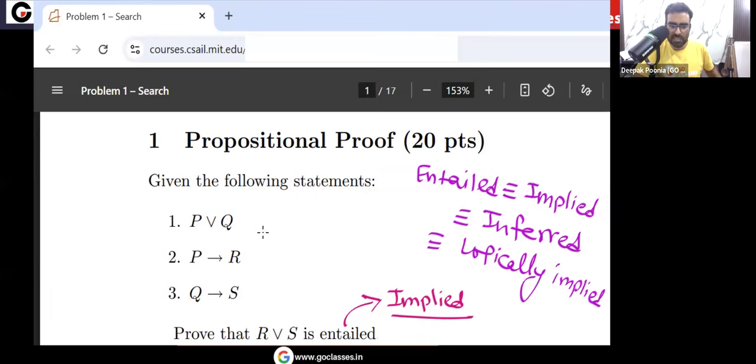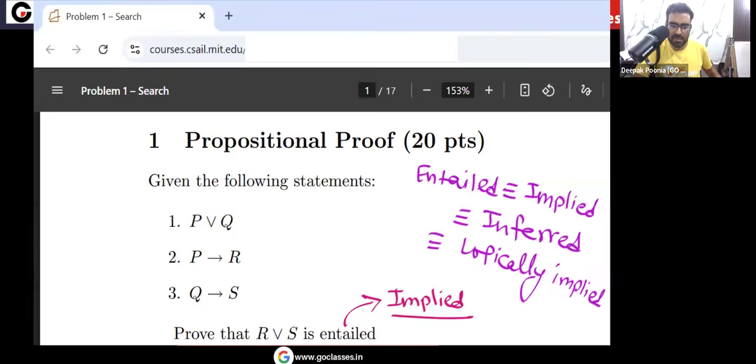So this is an argument based question. Basically these are the premises, this is the conclusion, and we need to prove that using these premises and this conclusion, this argument is valid. Okay, means if these three statements are true, then definitely R or S will be true. From these premises we can infer this conclusion. So very easy question.